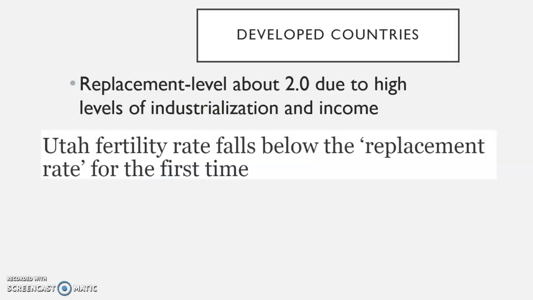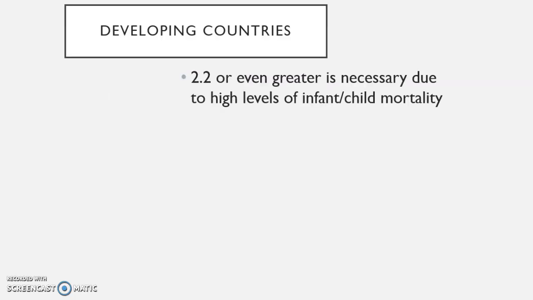Replacement level in developed countries is about 2.0, and that's due to high levels of industrialization and income. In fact, there's an article in 2019 that Utah fertility rates fell below the replacement fertility rate for the first time. For developing countries, it's a little bit higher due to high levels of infant and child mortality, and so more children are born in those families.